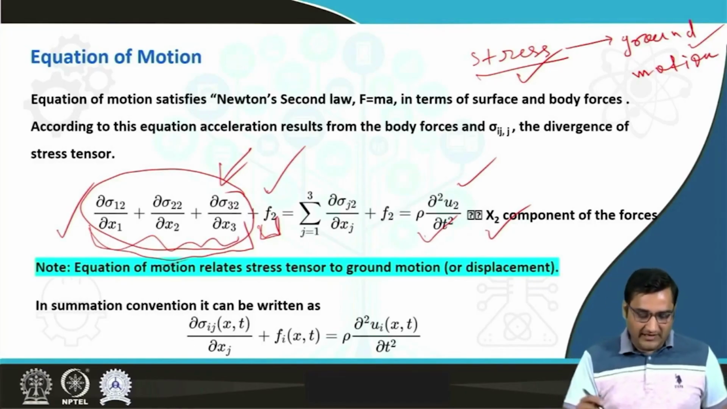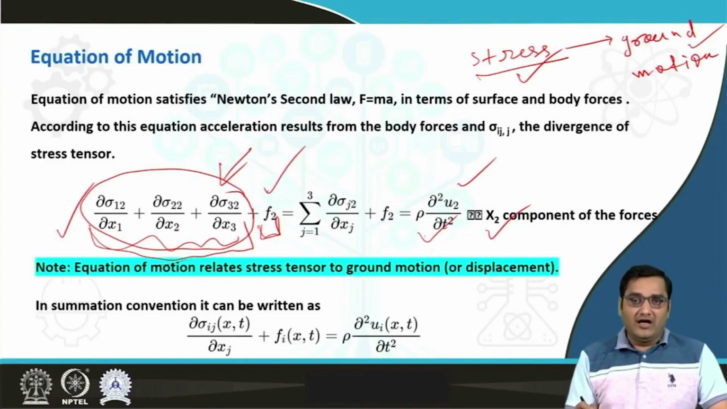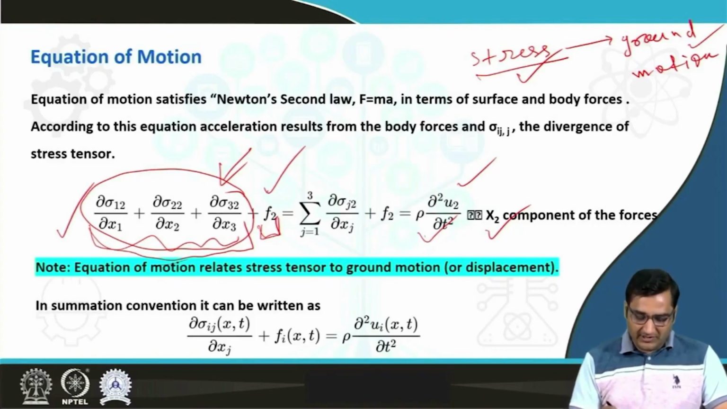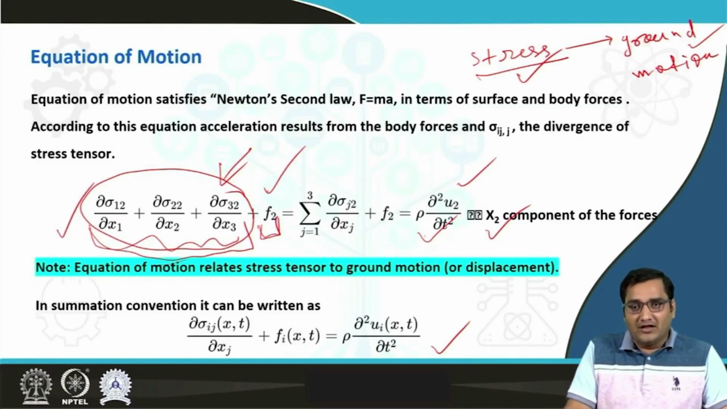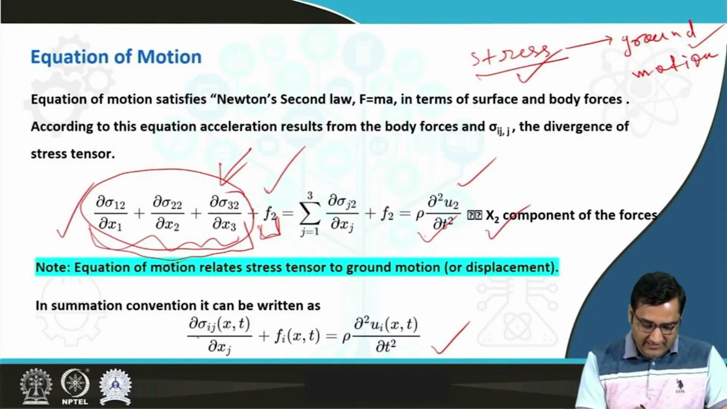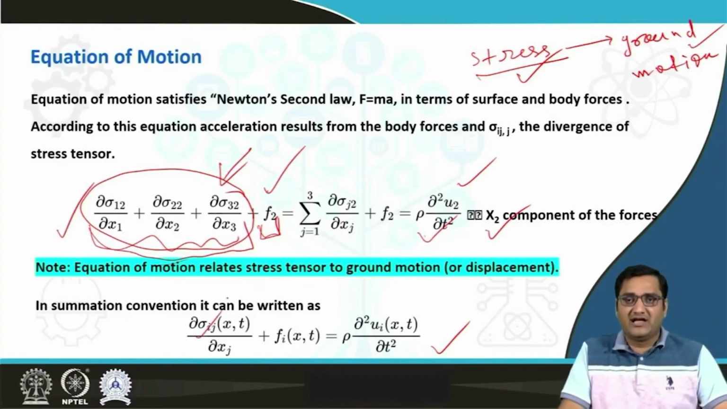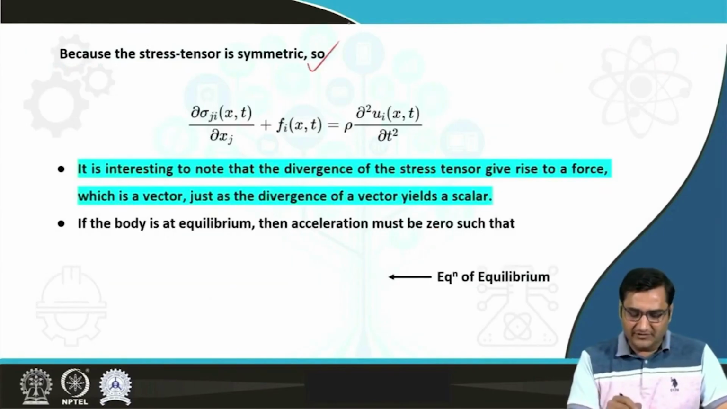The note provided here is that the equation of motion relates the stress tensor to the ground motion or displacement. In summation convention, it can be written something like this: del sigma ij (x, t) by del xj plus fi (x, t) is equal to rho del square u (x, t) by del t square. In this equation, sigma ij can also be written as sigma ji, because the stress is a symmetric tensor. So this particular equation can be written in this form as well.